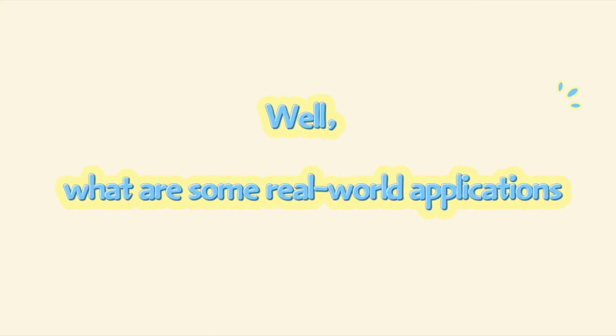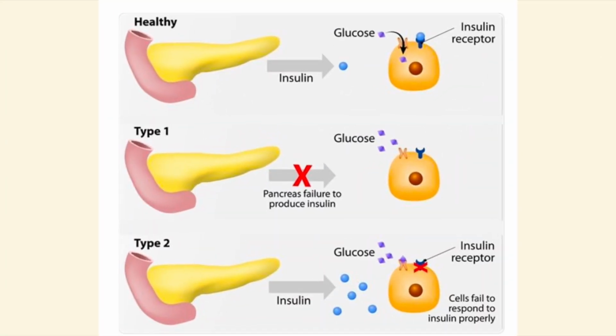Well, what are some real-world applications? Diabetes is a chronic condition that affects how the body regulates blood sugar or glucose, which is our main source of energy. When blood sugar levels are too high or too low, it can lead to serious health complications.